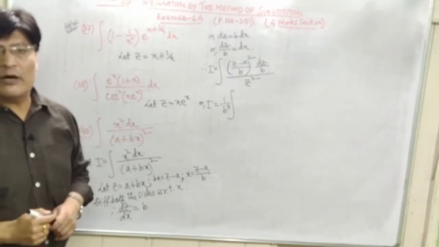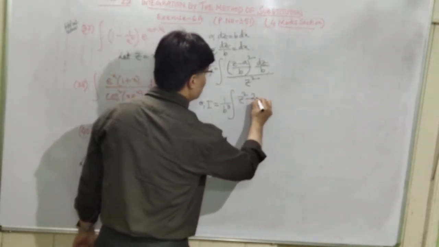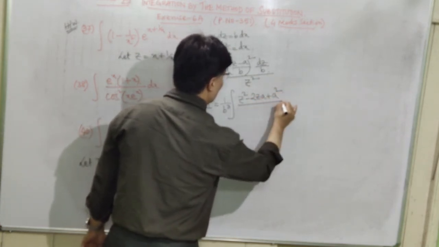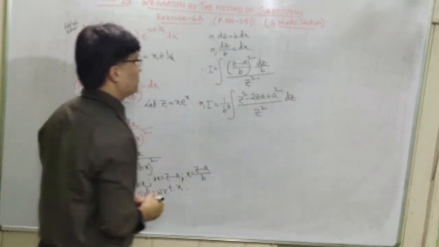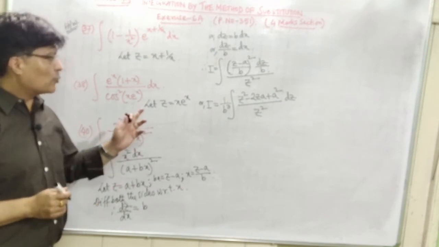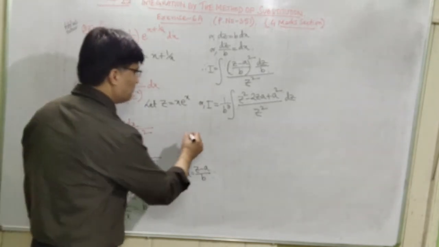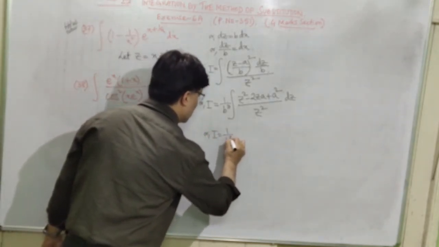You can use the formula of (a minus b) whole square, which is a square minus 2ab plus b square, whole divided by z square. Then you can write dz. So I hope you have understood it. That is (z square minus 2az plus a square) whole divided by z square.